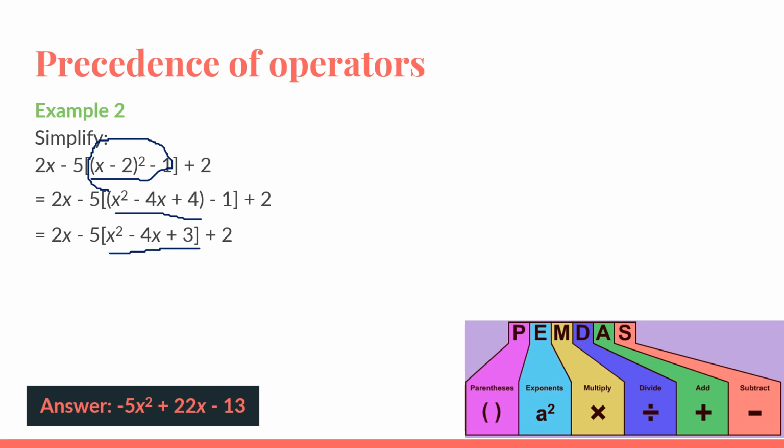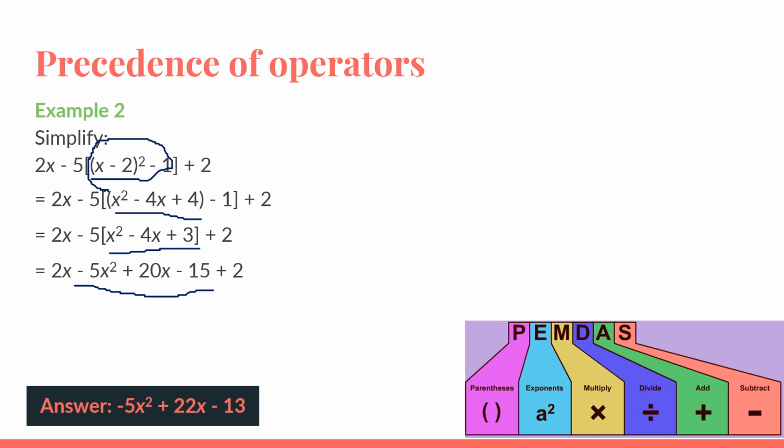Next, we'll deal with the square brackets here by multiplying each term in the bracket with -5. So simplifying that would give us -5x squared plus 20x minus 15. In this step, you should be aware of the negative sign in front of the number 5 when doing your expansion. The last step is to, of course, collect the like terms.